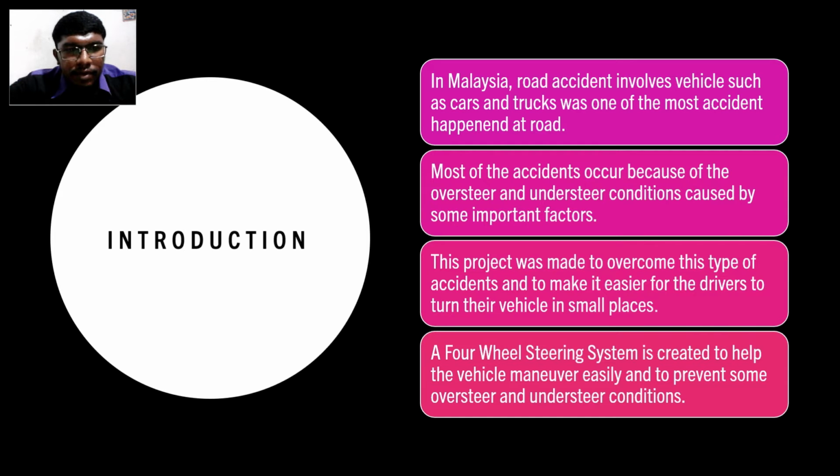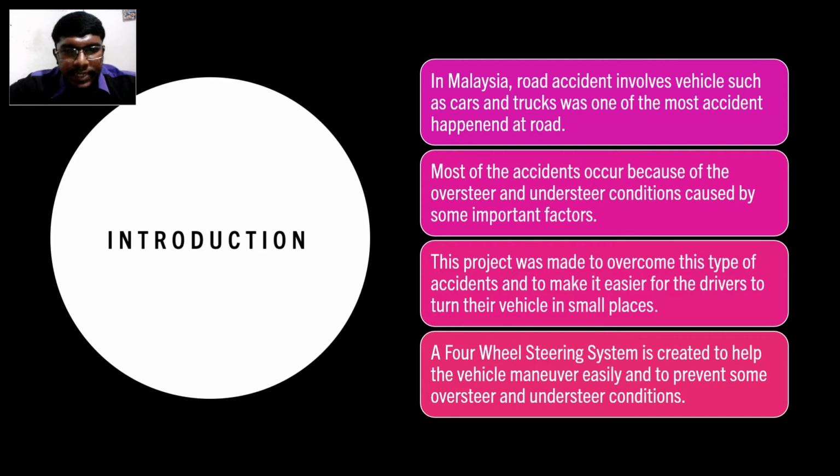Okay, now for the introduction. In Malaysia, road accidents involving vehicles such as cars and trucks are one of the most common accidents on the road nowadays. As you can see here, most of the accidents occur because of oversteer and understeer conditions caused by some important factors. The important factors, I will explain to you about it later.